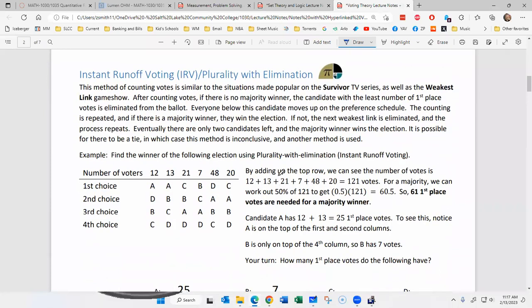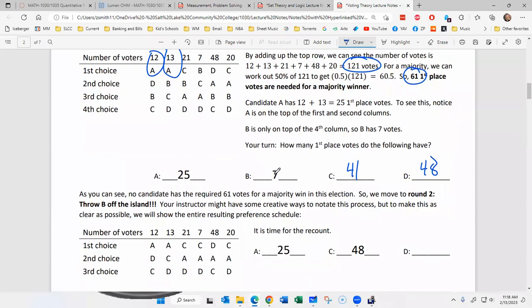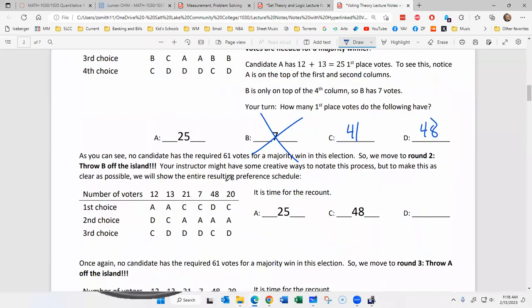Instant runoff voting. You're going for majority, basically, with elimination. So you start off by just figuring out how many total votes there are. In this case is 121 votes. Divide that in half, 60.5. So 61 is the majority. Now we count. A has 25. B has 7. C has 41. D has 48. Does anyone have a majority? No. So the instant runoff voting is you throw out the loser, the one with the fewest votes. So B is gone.